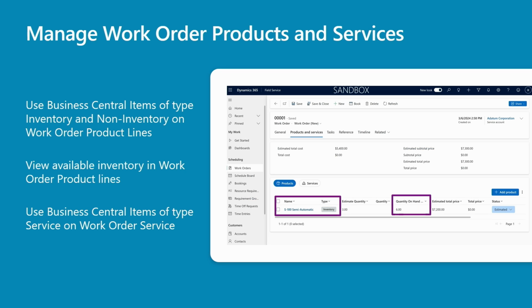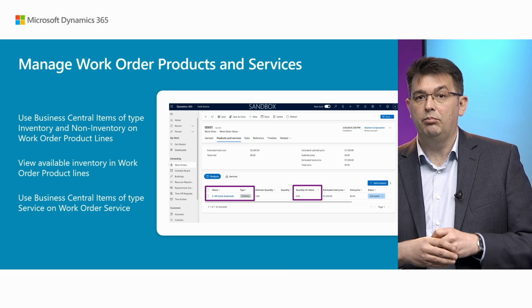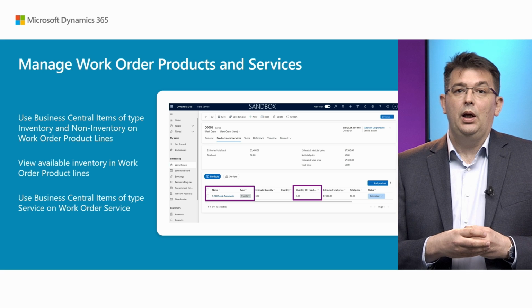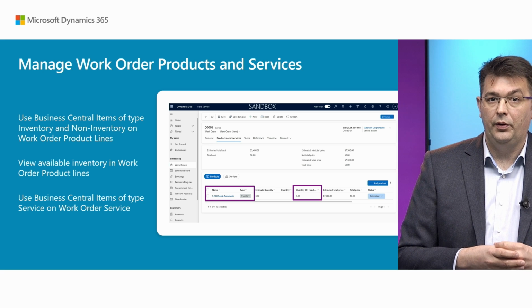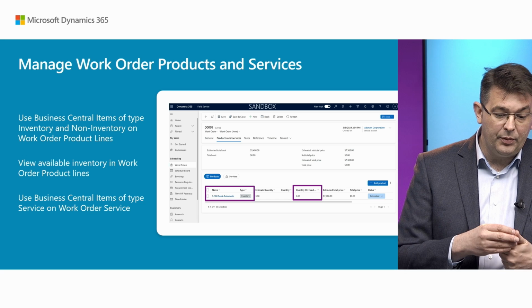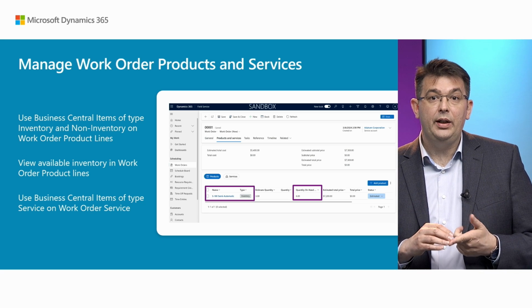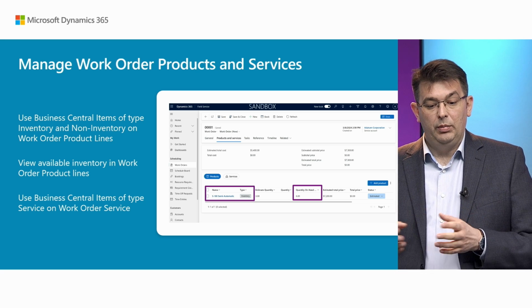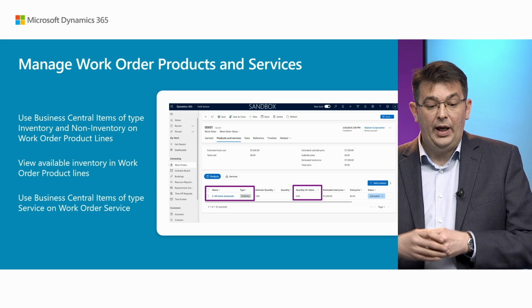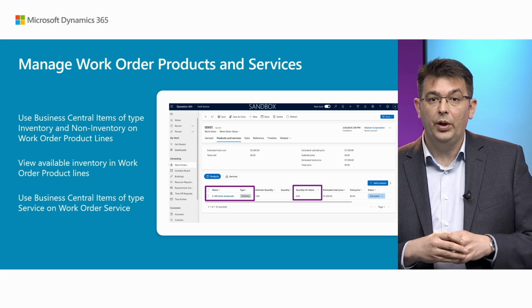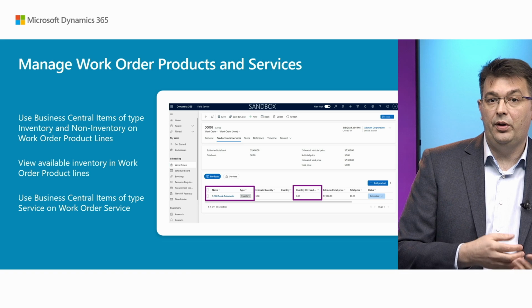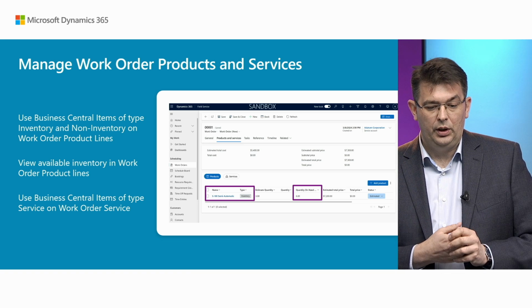Work orders have work order products and services. This is where you record what kind of items or products you will need to complete the work order. In Business Central, we are synchronizing items of type inventory and non-inventory items, and they can be picked in work order product lines. You will also be able to see a quantity on hand for the selected product on the work order product line, and also we are synchronizing items of type service as work order service lines.